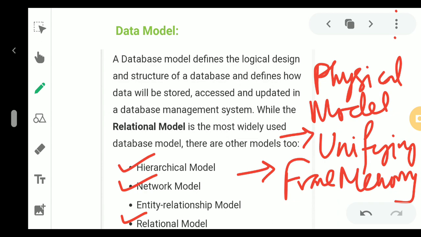Then there is the entity relationship model, which is part of the object based logical models. What is an object based logical model? These data models are used to describe the data at the logical and view level. These models are closer to human perception and further from the system's perception.